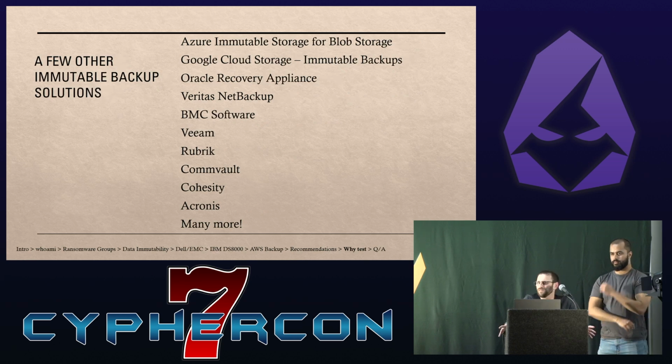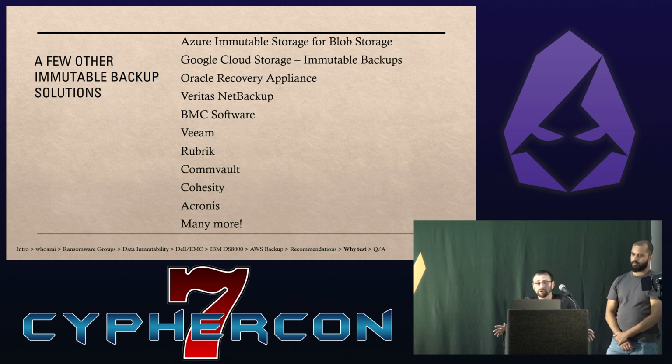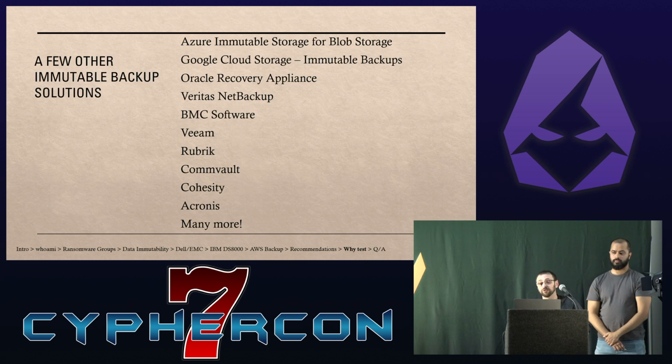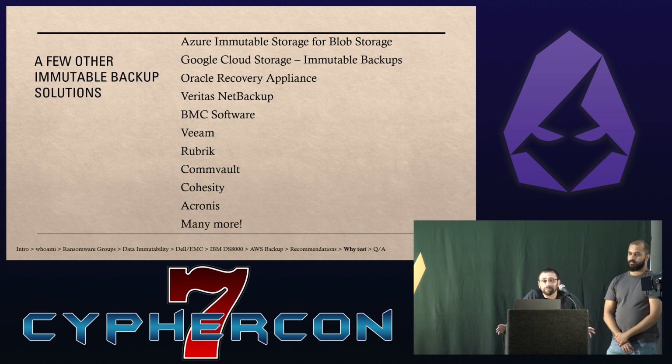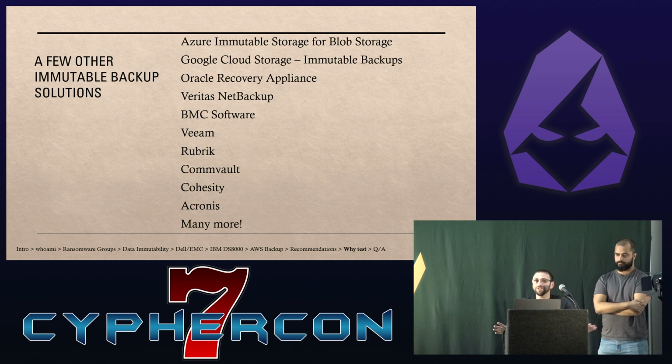Some of the other solutions we found with a real quick Google search: Azure has an immutable solution. Google Cloud Storage has one. Oracle, Veritas NetBackup, which we used as the restoration software, but they have their own solution. BMC for mainframes. There's a bunch more. There are so many more that we found. They all claim to have some sort of immutable solution. If these aren't being tested, we don't necessarily know that they're not susceptible to an attack and could be taken down. And then what good is having your immutable data if you can't get to it? So we think that these should be targeted and these should be tested and made sure that they're secure.